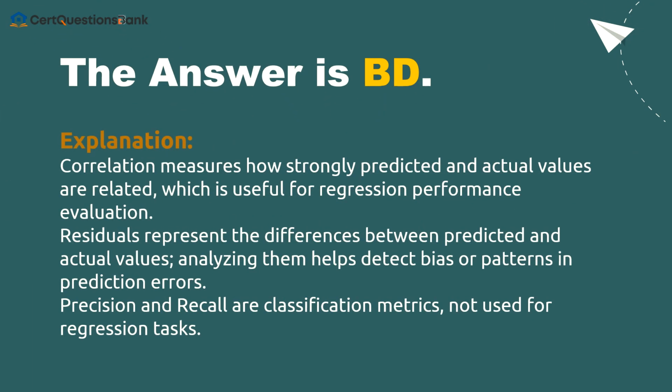The answer is BD. Correlation measures how strongly predicted and actual values are related, which is useful for regression performance evaluation. Residuals represent the differences between predicted and actual values. Analyzing them helps detect bias or patterns in prediction errors. Precision and recall are classification metrics, not used for regression tasks.